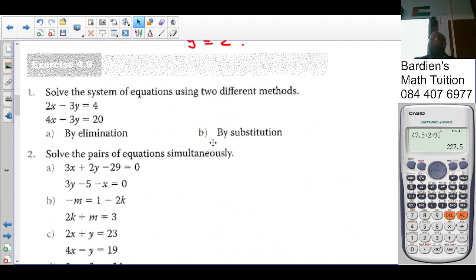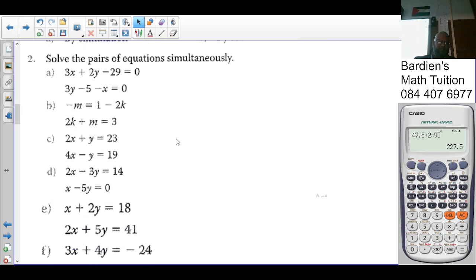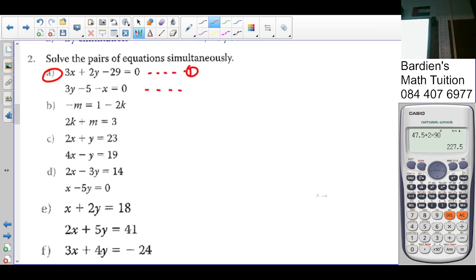Any problems with number 1? No. Number 2? A? A is a problem. Okay, so let's look at A. So firstly I need to get it in. Okay, so let's do this equation 1 and equation 2.